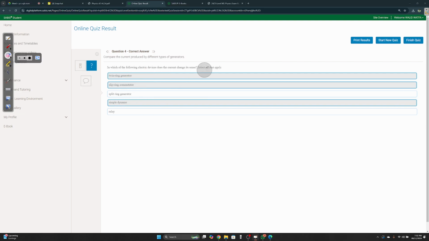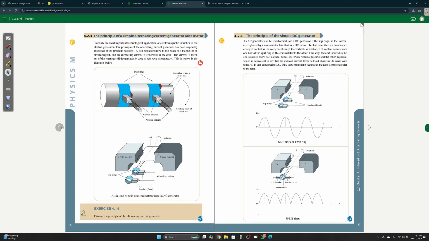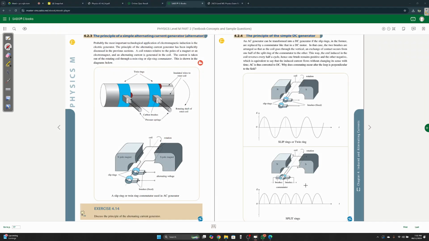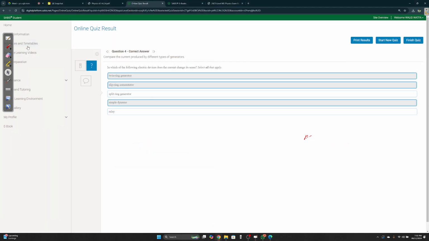Okay, my bad. When I told you split ring commutator, no, that's wrong. It just switches the connection. But remember, the split ring commutator was for DC. Remember, slip is for AC. The split ring is for DC. For DC, the current never changes direction. That's why it keeps on moving in the same direction. So for split, it doesn't change its direction. The whole point of split is so it doesn't change its direction. So the ones where it changes its sense are the slip ring and the dynamo.